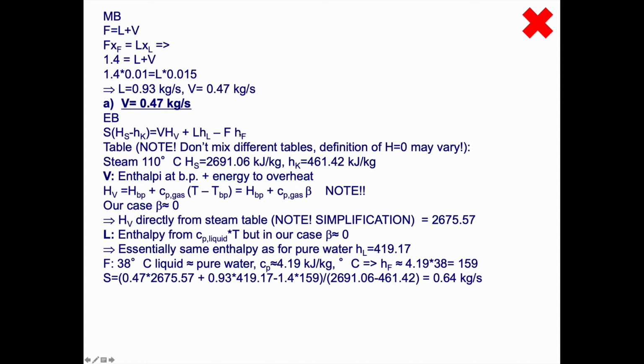If you look at this equation up here, VHV plus LHL minus FHF, if we divide that with HS minus HK, we get S. So we do that here. The V flow is 0.47, the L flow is 0.93, the F flow is 1.4, and we multiply that with the respective enthalpy, and we divide that with the difference in enthalpy between the steam and the condensate. And we get the result 0.64 kilogram per second, which is our answer to the next question.